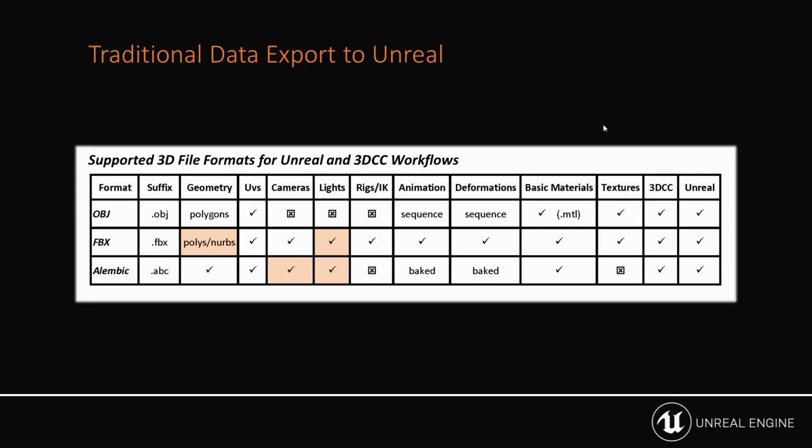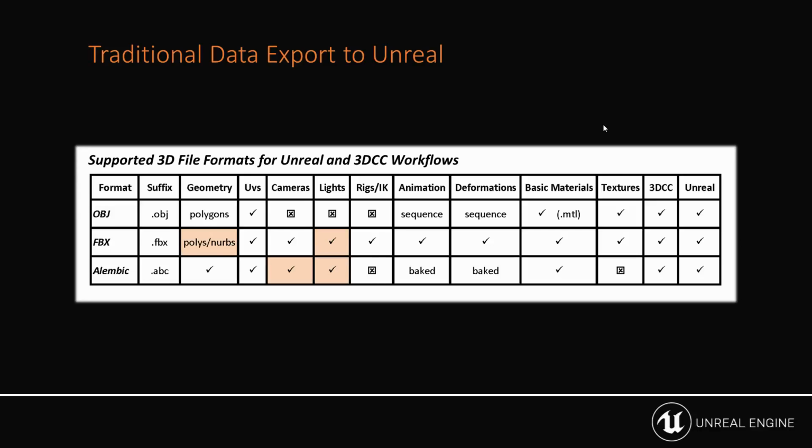There's another format, Alembic, which Unreal supports. Right now it's in a bit of a beta form, but you can use Alembic. It's a .abc format. You can bring over geometry, UVs, cameras to a certain degree, lights to a certain degree, and that's basically about it. Now, the cool thing about Alembic is that you can bring over animation and deformations baked. It uses a caching system where you could bake, or cache out, a cloth simulation, for example, and bring that over as an Alembic file.